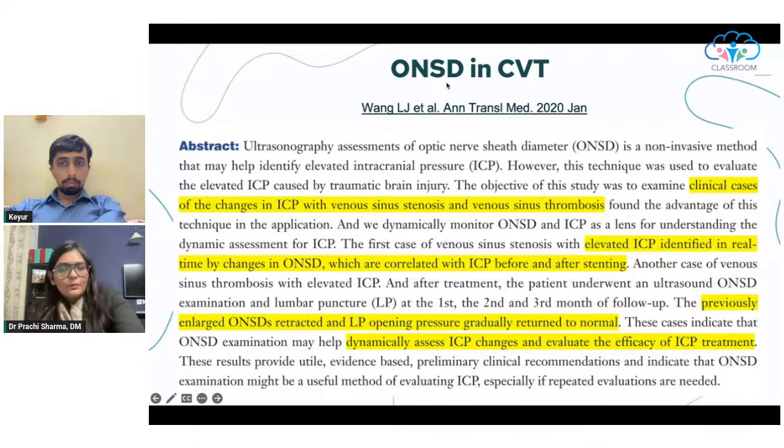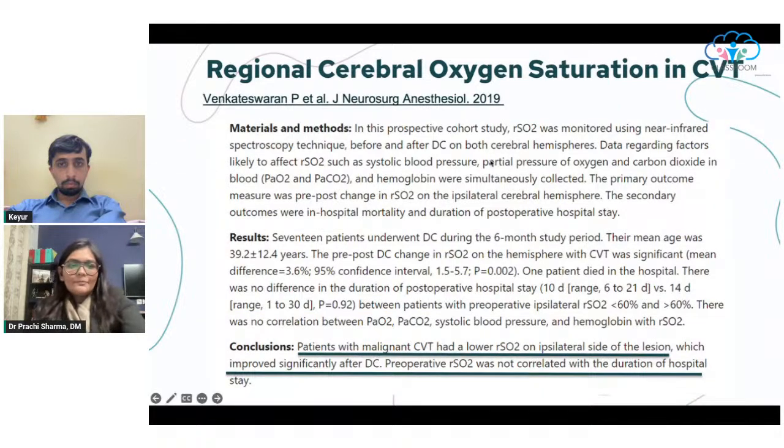In this case report, there were two patients. One was with venous sinus stenosis, another was with venous sinus thrombosis. And they found that initially the ICP was high, and post-intervention, there were dynamic changes in the ICP, which reduced as assessed using the optic nerve sheath diameter. There are other case reports which have combined both pulsatility index from TCD and the ONSD for identification of raised ICP in CVT patients.